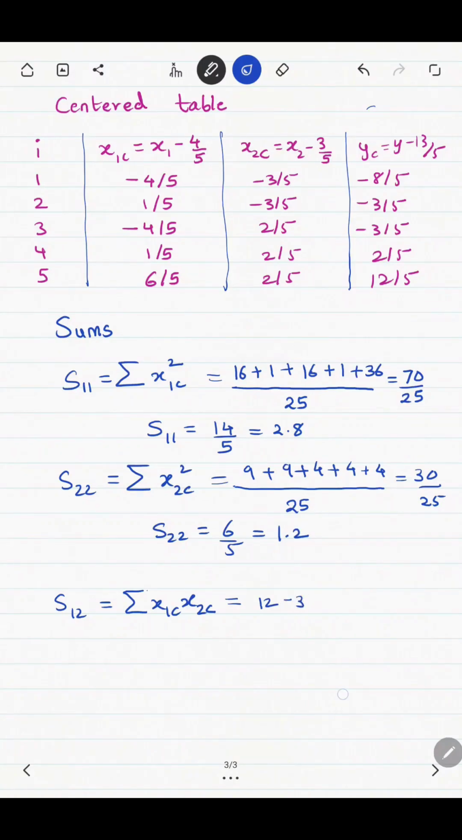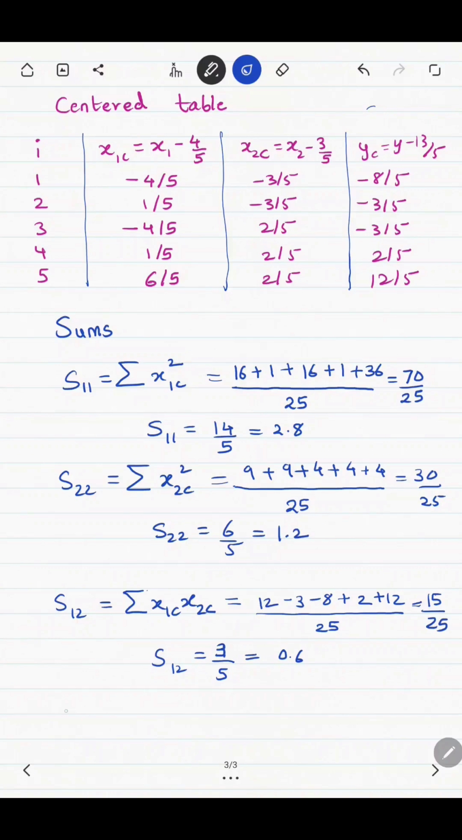For the third data point, it is minus 4 into 2, so minus 8. For the fourth data point, it is 1 into 2, that is 2. For the fifth data point, it is 6 into 2, that is 12. And we add all these values, so therefore we get the numerator as 15. Okay, and finally the result is 3 by 5. We can keep it as it is or reduce it further to 0.6.